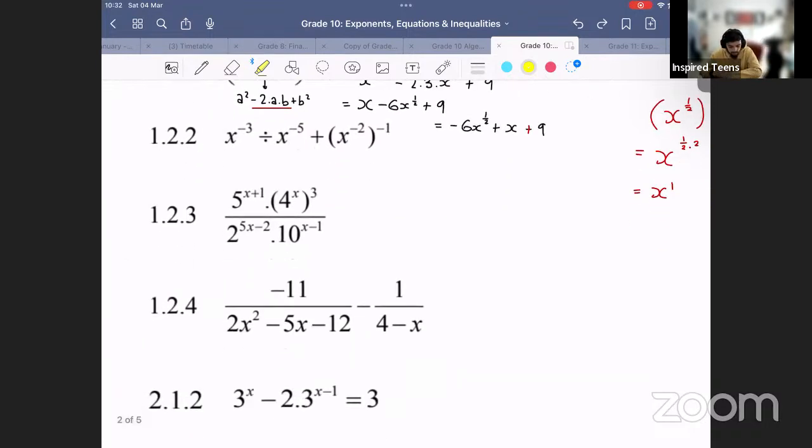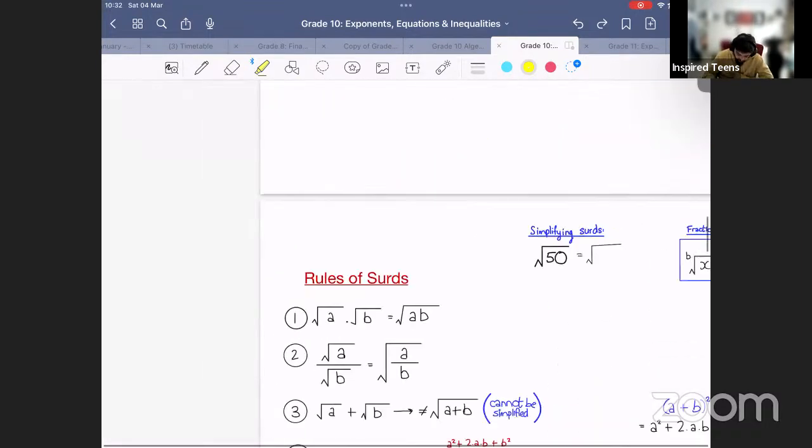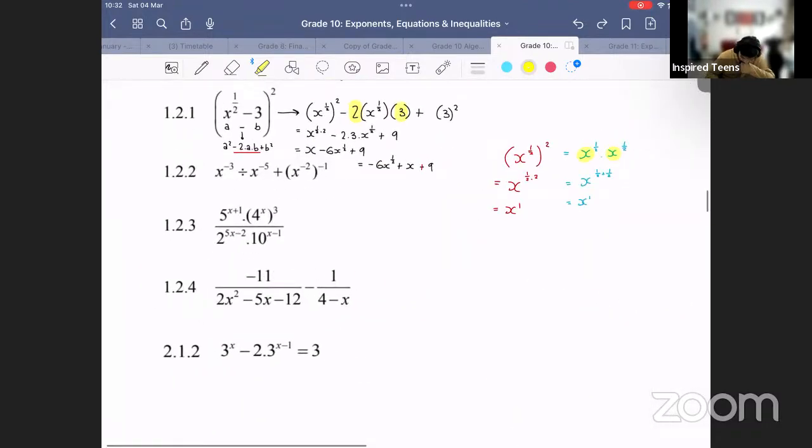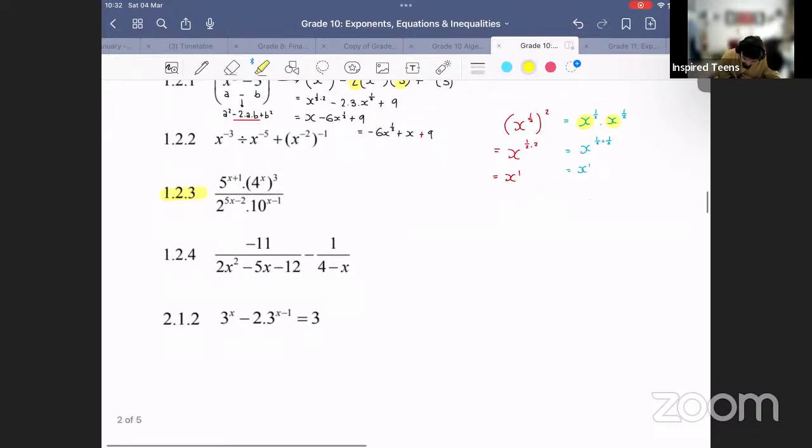Okay, let's see which ones we can do. Before we can move on to surds and eventually equations and inequalities, we don't want to waste too much time. Okay, let's opt to do 1.2.3 and 2.1.2, right? The most complicated ones.